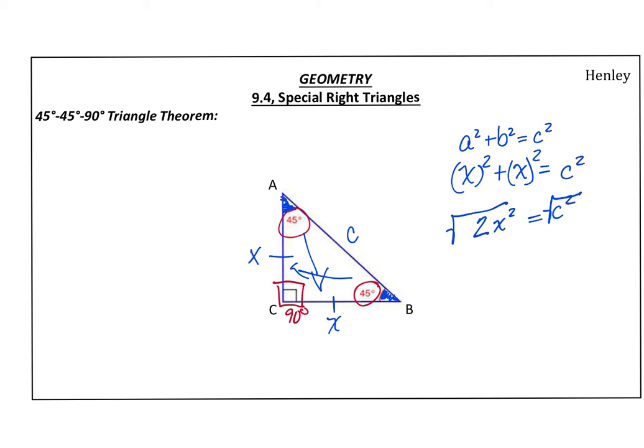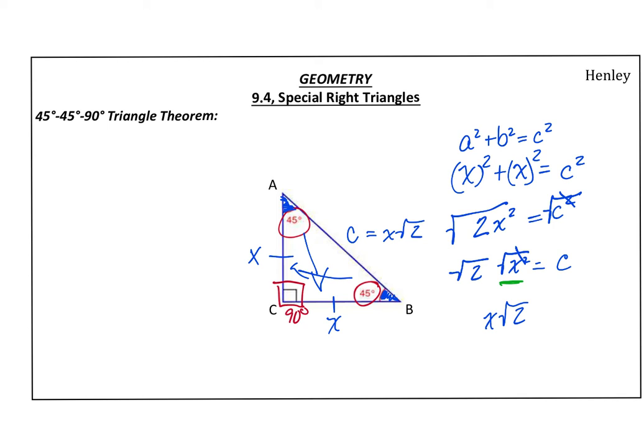Let's find the square root. This cancels. That leaves us with the square root of 2 multiplied by the square root of x squared. Now, when we have this type of situation, we're going to use the square and the square root to cancel each other out. And the square root of c squared becomes c. So these cancel out, leaving us with x times the square root of 2. So c equals x times the square root of 2.